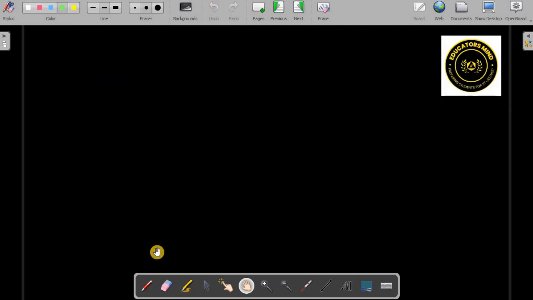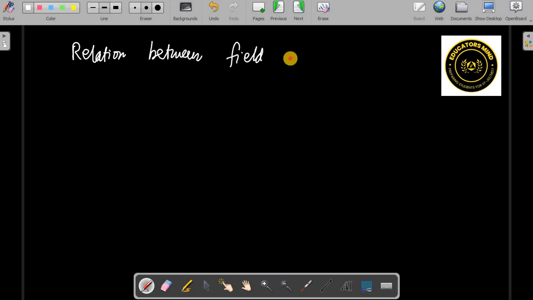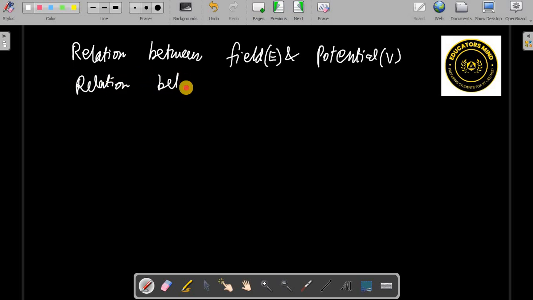Next we can see the relation between field and potential. Field means E, potential is V. In the same way we can understand the relation between force and potential energy.